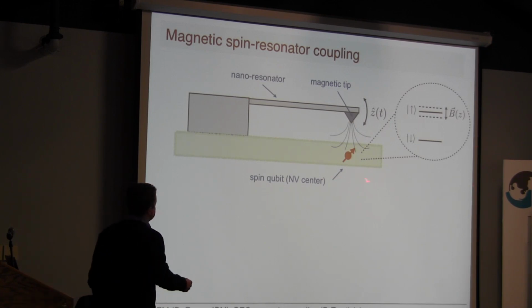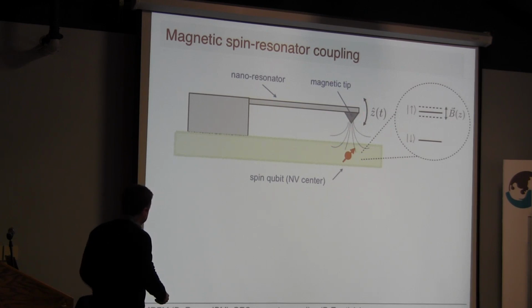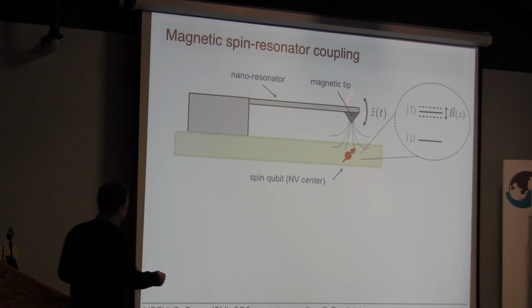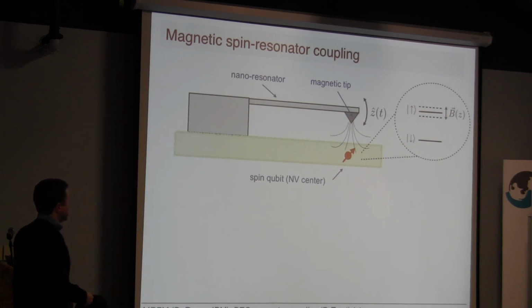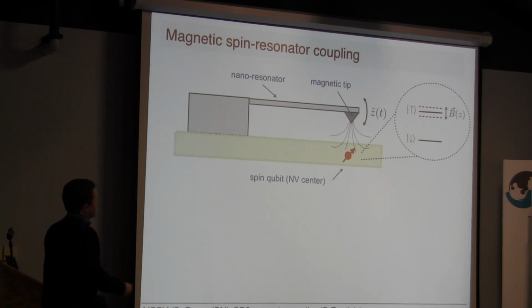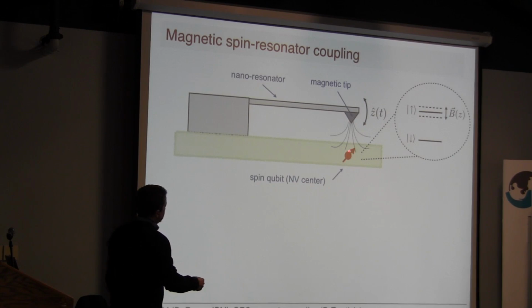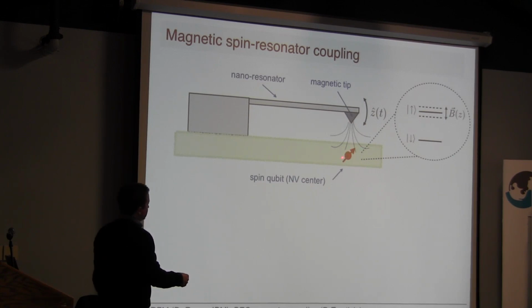And this idea is inspired especially by Van Rugar, who optimized these types of interactions. So suppose I have a spin qubit, placed now close to the surface in the solid. I have a magnetic nanoresonator with a magnetic tip on it, which creates a very strong magnetic field gradient.